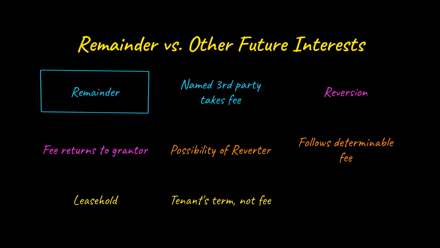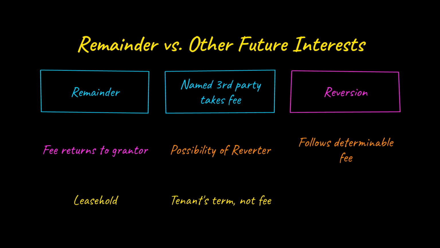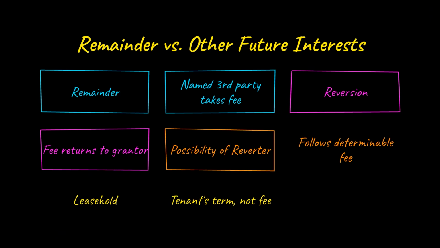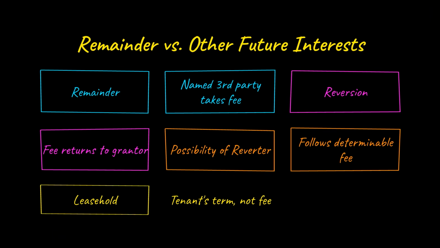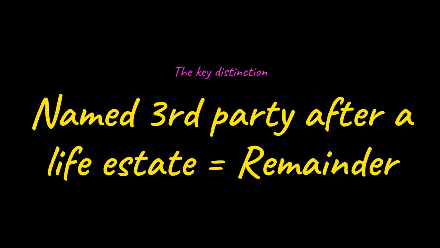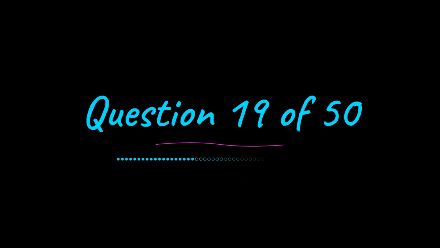Examiners love testing how a remainder differs from other future interests. A reversion goes back to the original grantor, not a named outsider. A possibility of reverter springs back to the grantor only when a condition in a determinable fee is violated. A leasehold is merely a tenant's temporary possessory right, never a future ownership interest in the fee. Whenever a conveyance designates a specific third party to take the fee after a life estate, that interest is a remainder, not a reversion, not a possibility of reverter, and not a leasehold. The name of the taker is the tell.